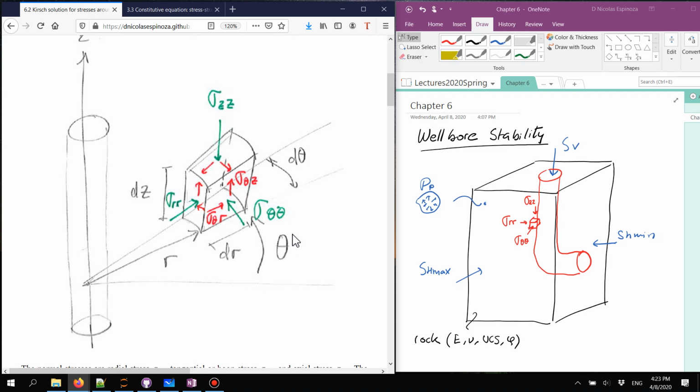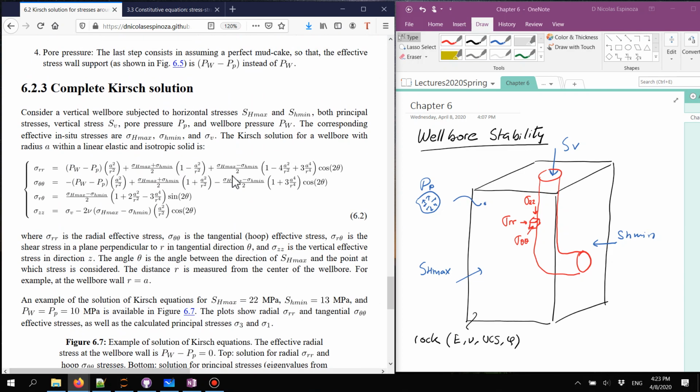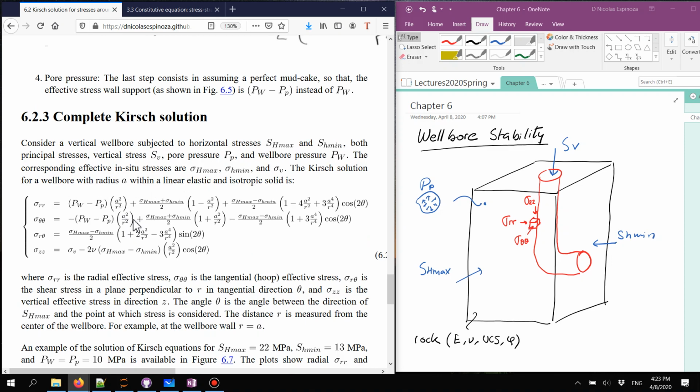Okay, so how do we now solve for all these stresses around the wellbore for a given stress condition in 3 dimensions? The solution is not easy, but we are lucky that someone already solved this for us and found the equations for it. And this someone is Mr. Kirsch, who worked on this problem and found the solutions. And these are the equations for a vertical wellbore.